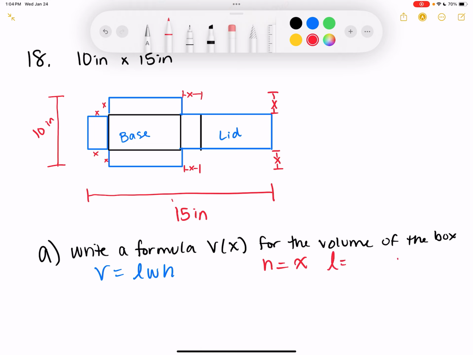I need length and I need width. Okay, the width of the box, going this way. What might the width of my shoebox be? Not the cardboard. I cut 2 pieces out of my cardboard. I know how big the cardboard was. 10 minus 2x. 10 minus 2x. Thank you.